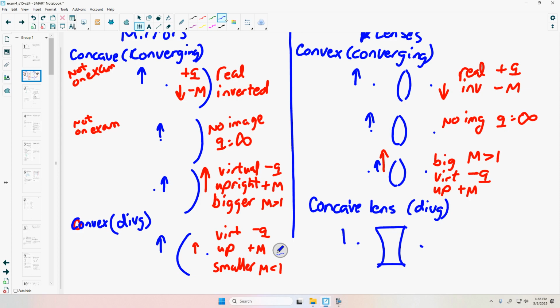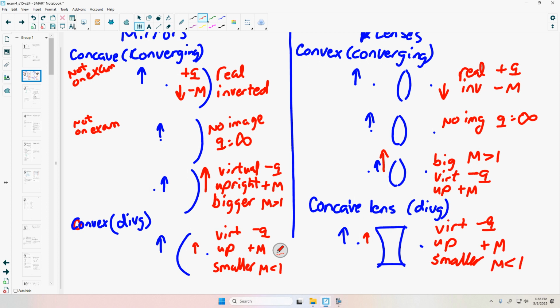Here's my object. Doesn't matter if it's at the focal point, in the focal point, or outside the focal point. It's always going to make the same image, and that image will be right here. It is a virtual, upright, smaller image, just like over there on the left. Negative q, positive m, m less than 1.